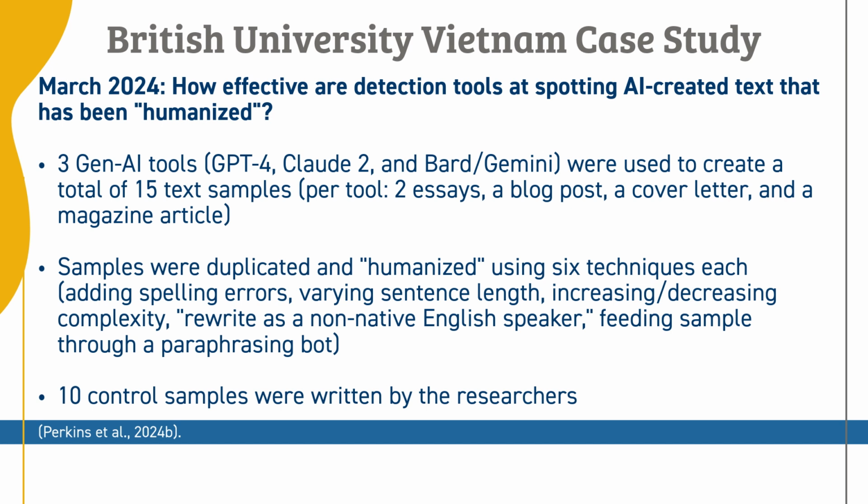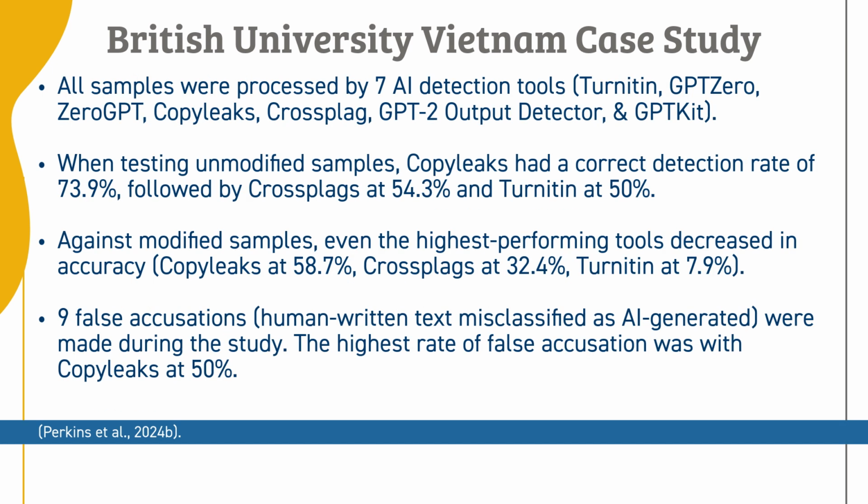and then running it through a paraphrasing bot. When they were going against unmodified samples, just the copy and paste output with no attempt at concealing AI usage, some of these tools had a pretty decent success rate. 73.9 was the highest. The lowest was quite a bit lower. I still think 73.9 is not something I would be comfortable with, even at unmodified text.